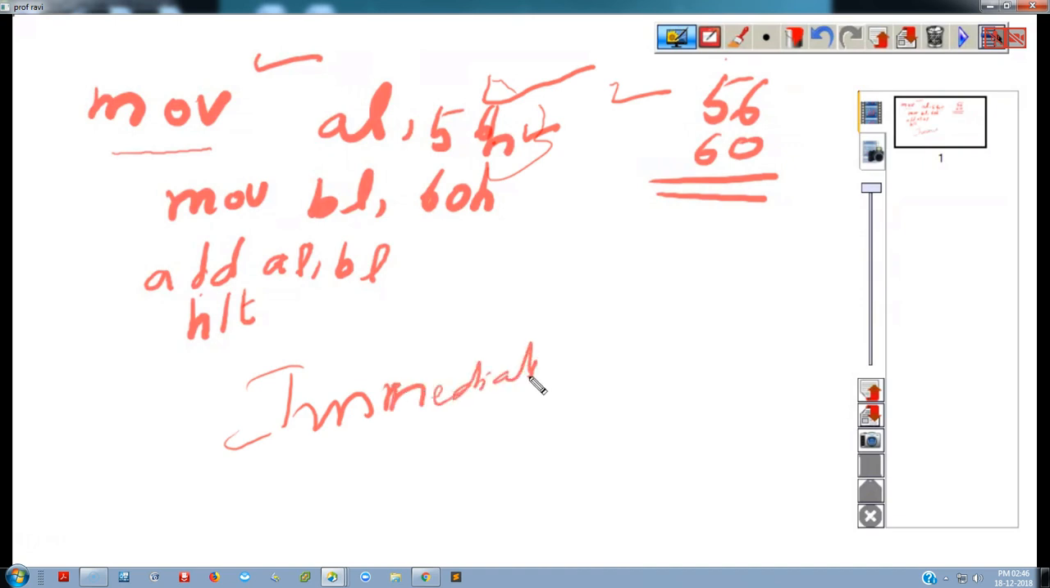Immediate addressing mode. So what do you mean by that? An instruction consists of an opcode and an operand. The operand means the data on which you have to perform a task. If the operand is immediately available in the instruction, that way of locating data is called immediate addressing mode.